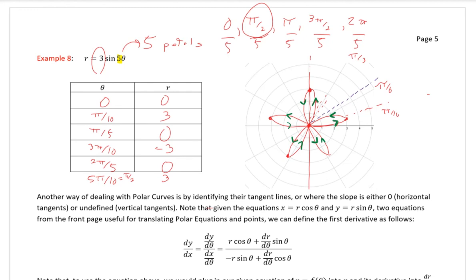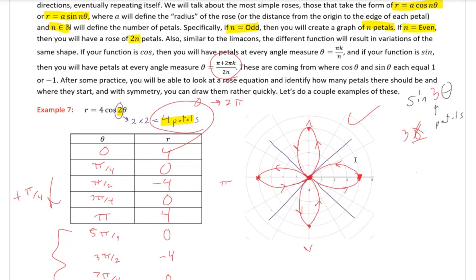So those are a couple examples of these rose curves. You can also notice, by the way, that these are all fitting inside of a circle defined by what the value of A is here. So it's a value of 3. It should be residing inside of a circle of radius 3. Likewise, the previous one had a value of 4, so we're sitting in a circle of radius 4.